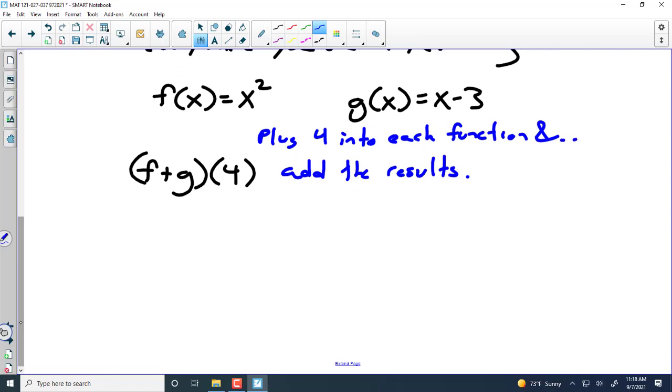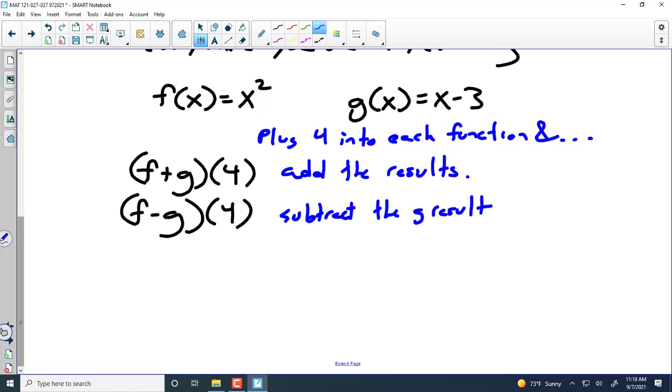And dot, dot, dot. If someone gives you f minus g, you subtract the g result from the f result. I had to make that a little bit wordy because, as we know, subtraction is not commutative, which means f minus g is different than g minus f. So depending on which one you have.